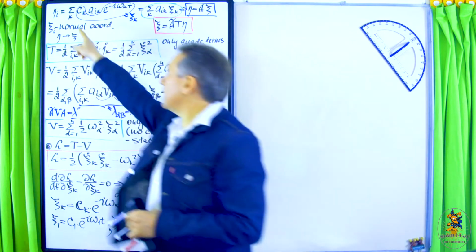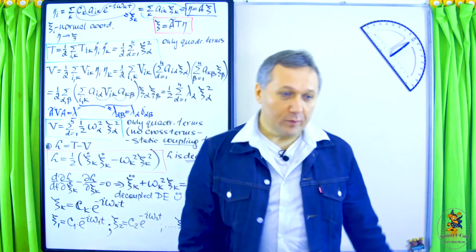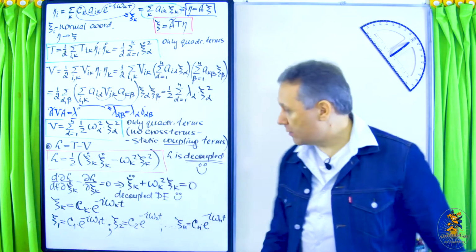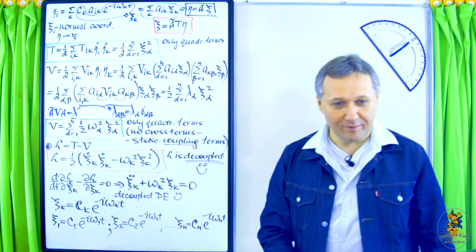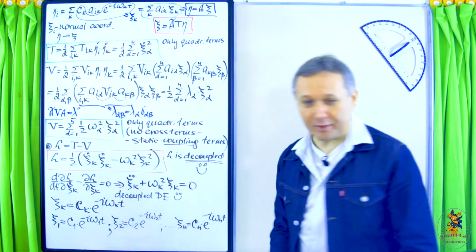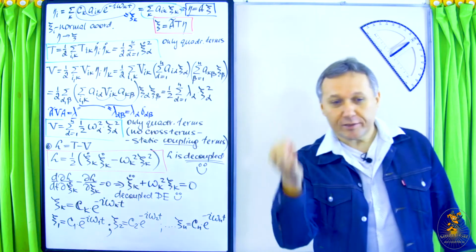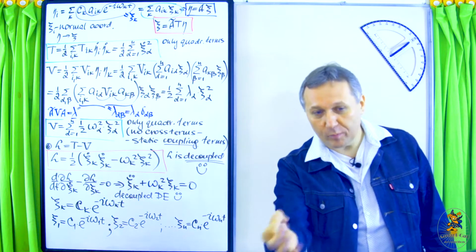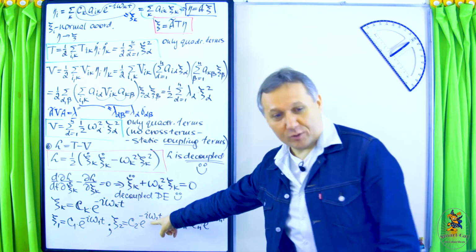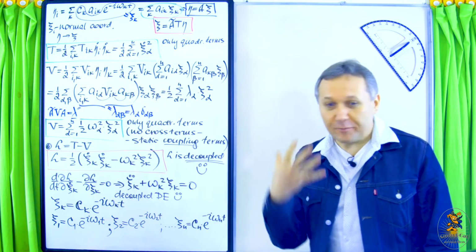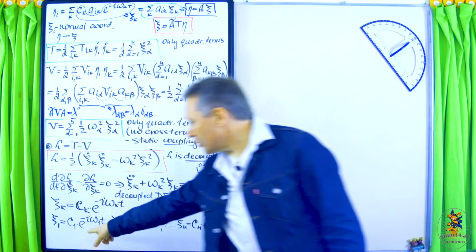Because initially the etas oscillated with all possible frequencies of all normal modes. Now psi 1 oscillates only with omega 1, psi 2 only with omega 2, and so on. So basically it means what? Again, omega is a characteristic feature of normal mode number 1. This is the second normal mode.